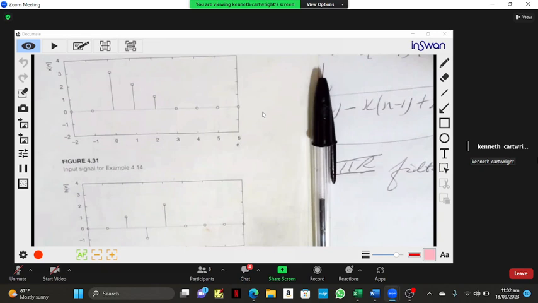Anybody, what is the top graph? Nobody can tell me what the top graph is? I am waiting for an answer. What is the top graph?